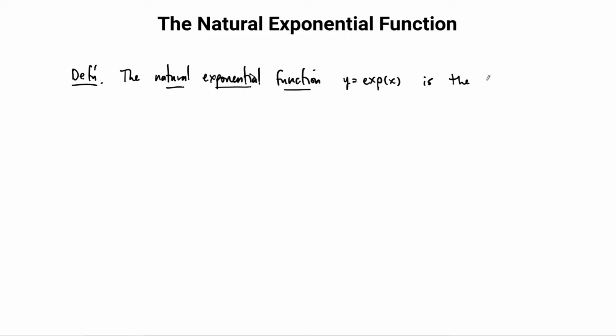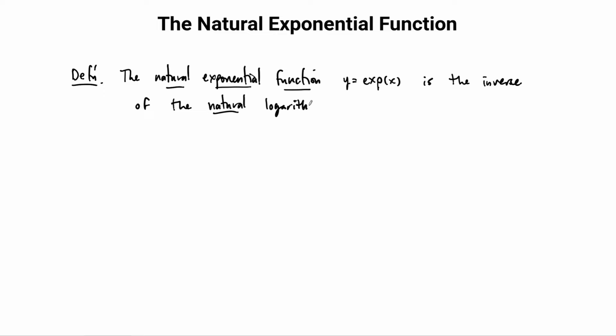So here's our definition. We're going to give a couple different definitions here because this probably isn't the one that you're used to, especially if you took AP Calc or Calc 1 in high school. But here's the deal. The natural exponential function, which we're going to just call here y equals exp of x, is the inverse of the natural log, which we again defined in a previous lecture.